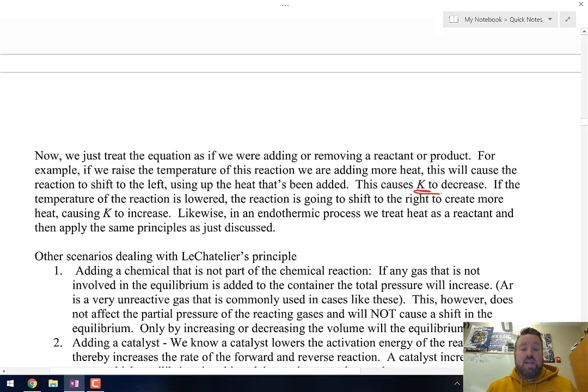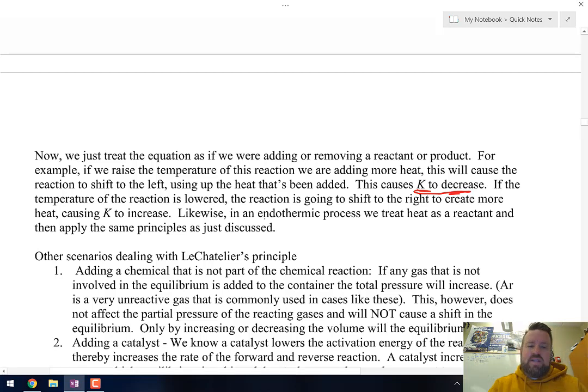This is also going to affect the equilibrium constant value, depending on what you do. If we raise the temperature of the above reaction, the reaction is going to shift to the left, and that's going to cause the equilibrium constant value to decrease. So anytime they ask you a question about the equilibrium constant going up or going down, usually it's going to involve something to do with temperature, because that's the one thing that causes K to change. If the temperature of that reaction above is lowered, the reaction again is going to shift to the right to create more heat, causing K to increase.